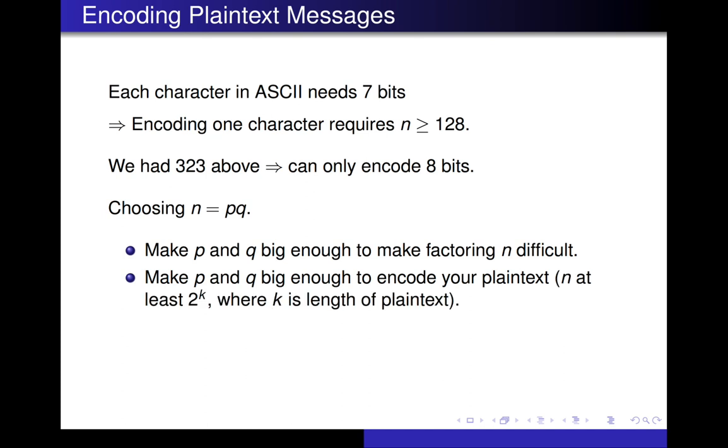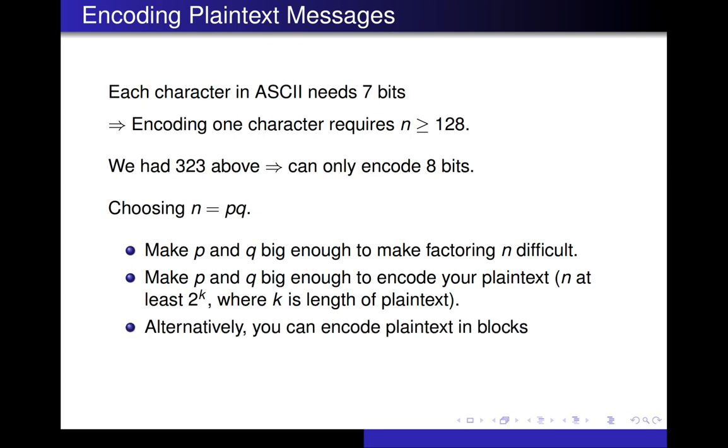So if our plain text is of length k, in other words we have k characters in our plain text, we need to make sure that, not k characters but k bits, we need N to be at least 2 to the k. And that can be a very, very big number, especially if we have a long message. Remember, for a long message, we're going to multiply the length by either 7 or 8, depending on how many bits we use to encode our characters.